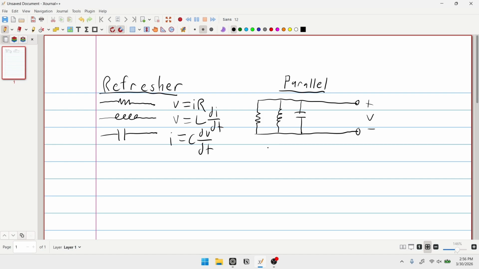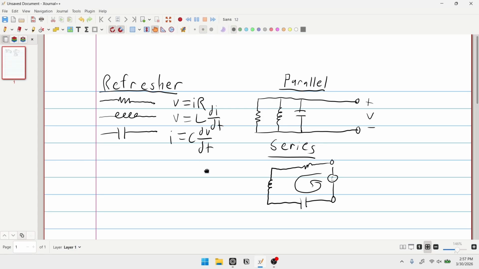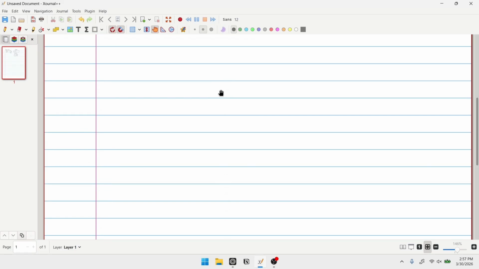And for series, we're looking at all of them sharing the same current. So resistor, inductor, and capacitor. Sorry about my bad drawing, but as you can see, typically we'll add a voltage source here, and they all share the same current, right? So now that we've gotten that out of the way, let's move on to actual analysis.